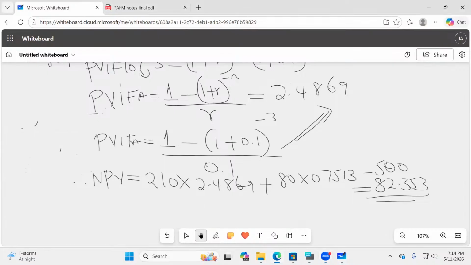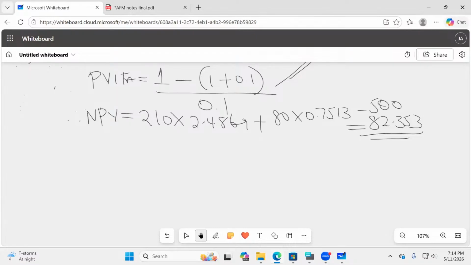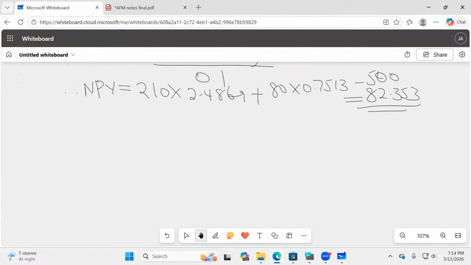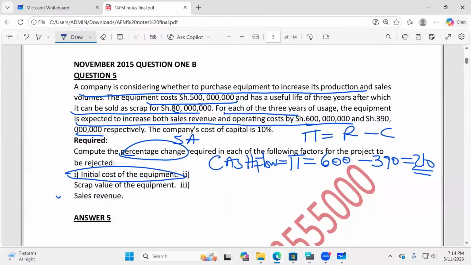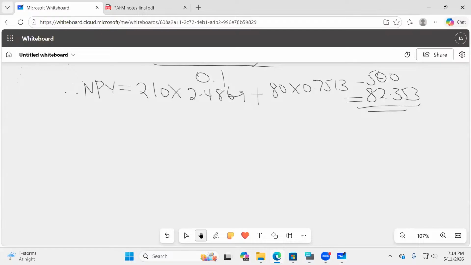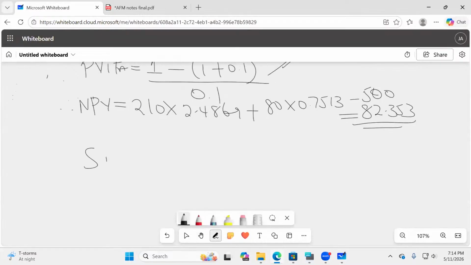All right. So now, ladies and gentlemen, having gotten this concept, we should be able to go back here to the question. So the question, they want us to give them sensitivity analysis with respect to the following factors. And remember, for sensitivity analysis, it is one factor at a time. So we start with the first factor, which is your initial cost. So then you come and write here, sensitivity analysis, percentage of initial cost.